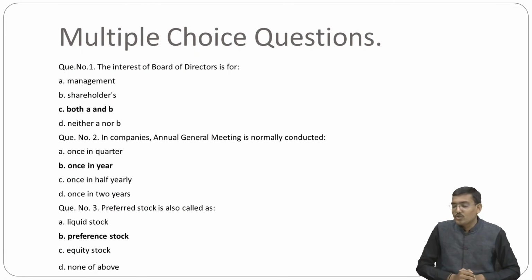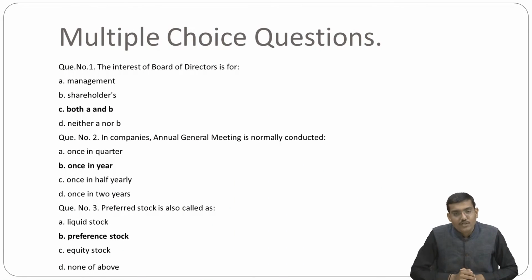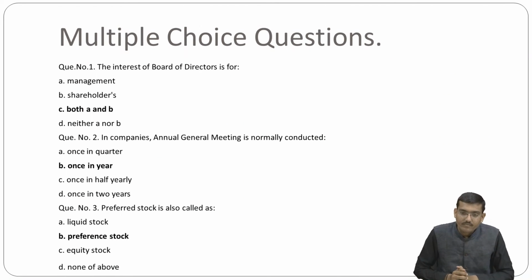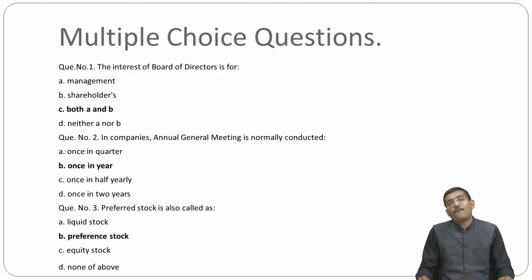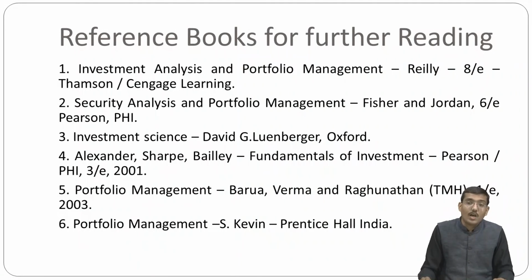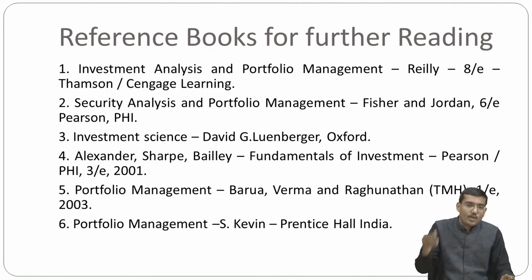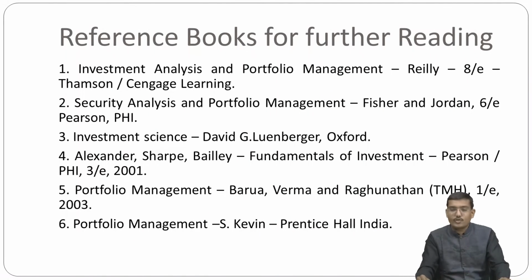Then multiple choice question number 3: preferred stock is also called preference stock, or we can say preference share also. So this is all about the third aspect, multiple choice questions. Then if you want to learn more, you may refer to these books also.